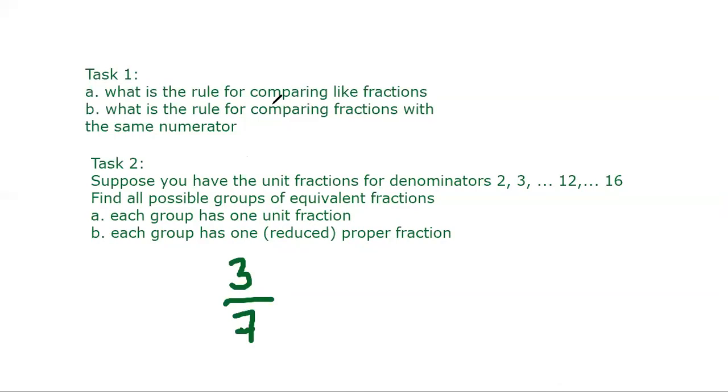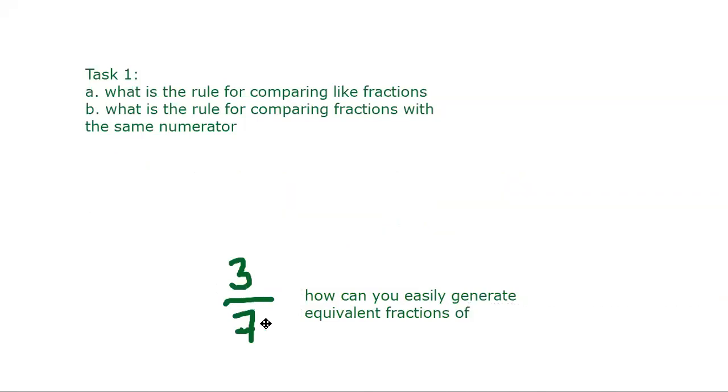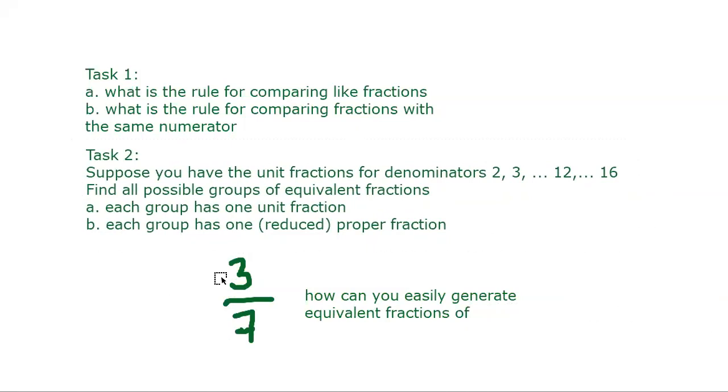So the question is, okay, let me type it out. How can you easily generate equivalent fractions of this guy, 3 by 7? Okay, is the question clear? What will be a quick way to generate equivalent fractions if you want to generate one after the other?